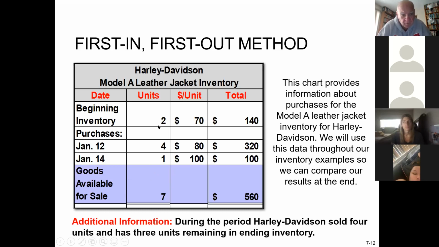So let's just look real quick. Beginning inventory, we bought 2 items for $70, $140. We bought 4 items for $80, $320. 1 for $100. Notice the prices are going up.